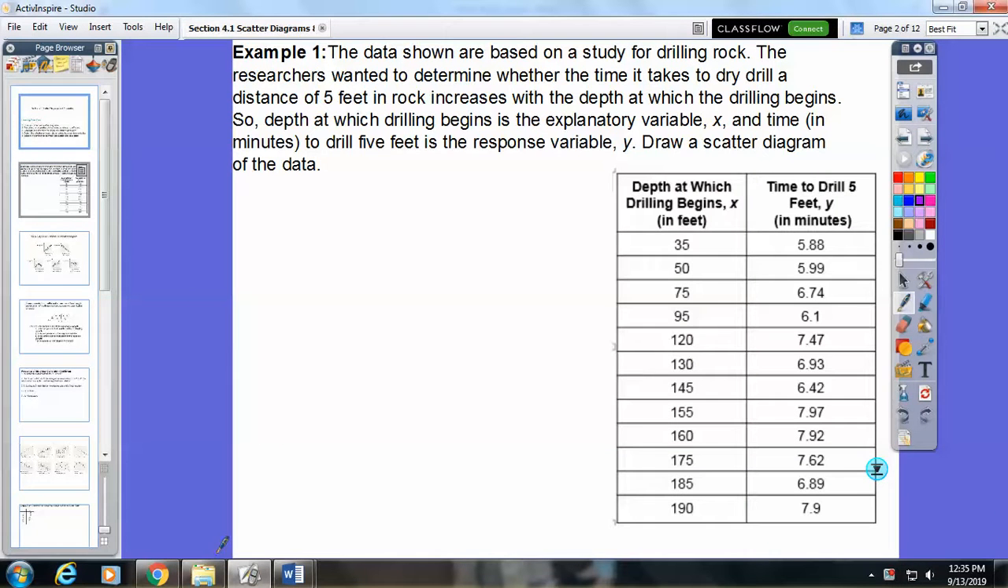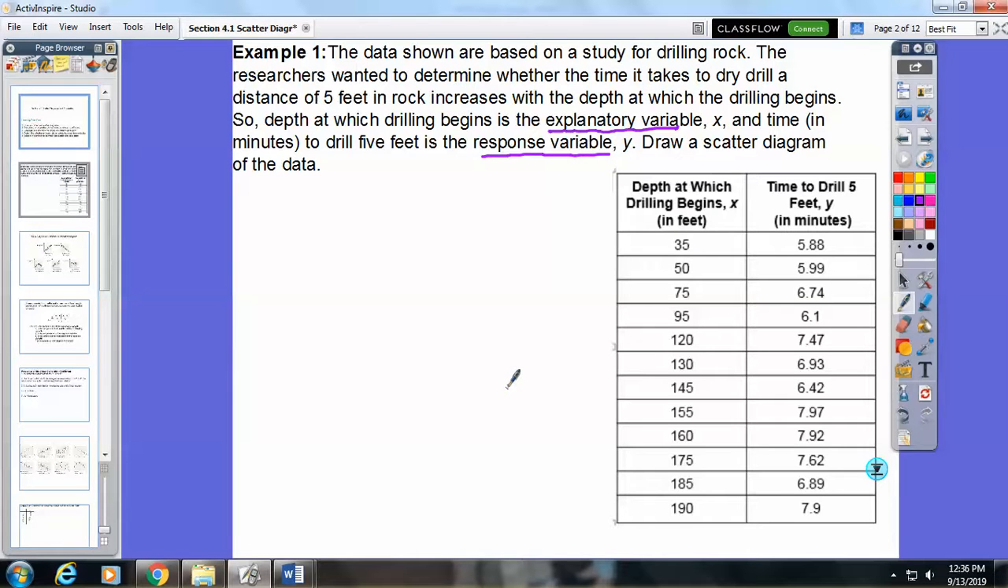So if I put this up here, data is based on a study for drilling rock. The researchers want to determine whether the time it takes to dry drill a distance of 5 feet in rock increases with the depth at which the drilling begins. So the depth at which the drilling begins is the explanatory variable. We haven't seen these terms in a while. Explanatory variable, that's your x. And the time it takes to drill is your response variable. So explanatory is the x, response is your y.